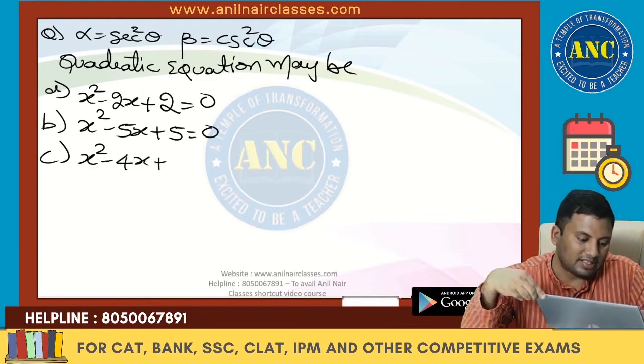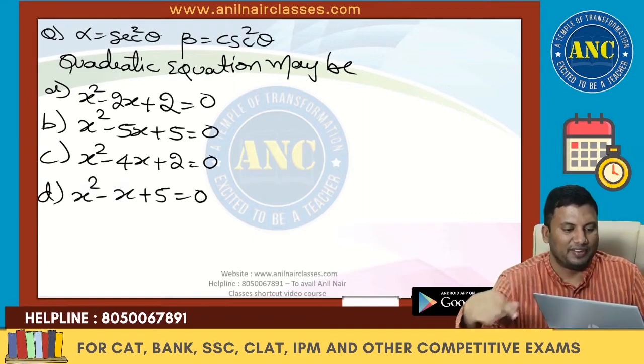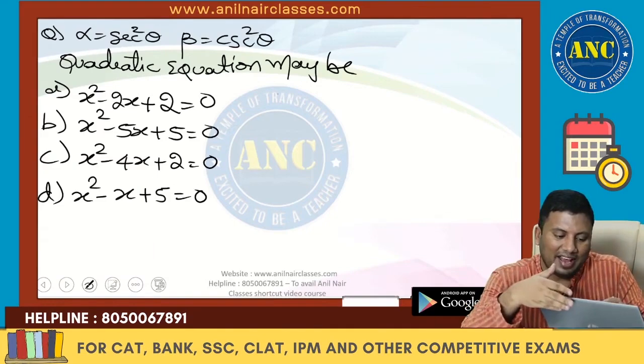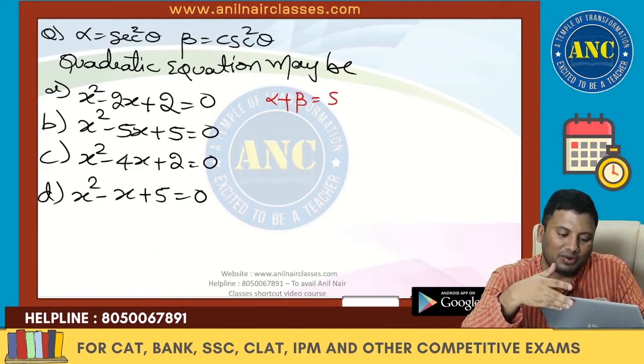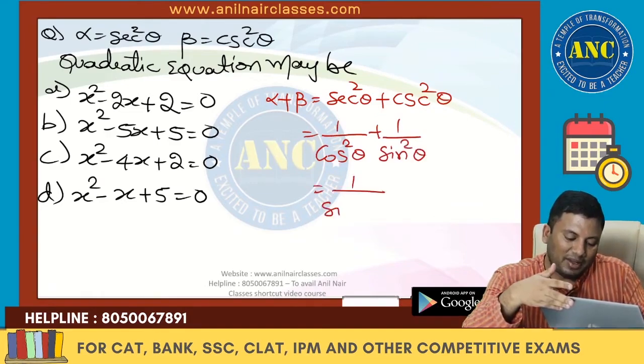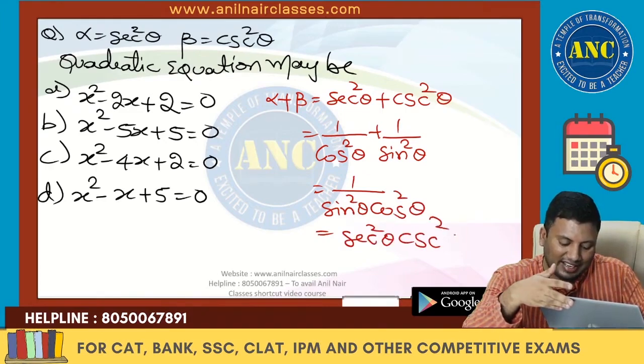X square minus 4x plus 2 equals 0. X square minus x plus 5 equals 0. Now if you see the quadratic equation, maybe he is asking the sum of the roots. Sum of the roots is secant square theta plus cosecant square theta. This is 1 by cos square theta plus 1 by sin square theta. This is 1 by sin square theta cos square theta. This is again nothing but secant square theta and cosecant square theta.